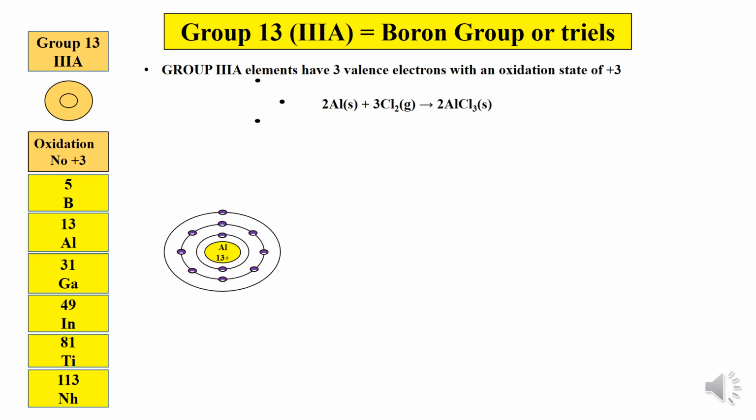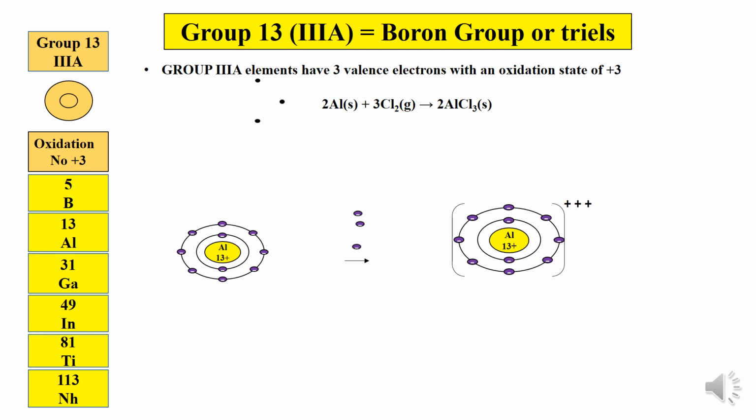Now let's examine the electronic structure of aluminium to understand why exactly group 13 elements lose their 3 valence electrons in a reaction. So aluminium has 3 valence electrons in its outermost valence shell. It loses 3 valence electrons in the reaction to form an electropositive ion with a +3 charge.